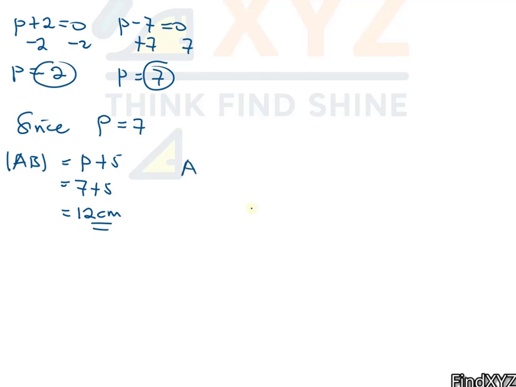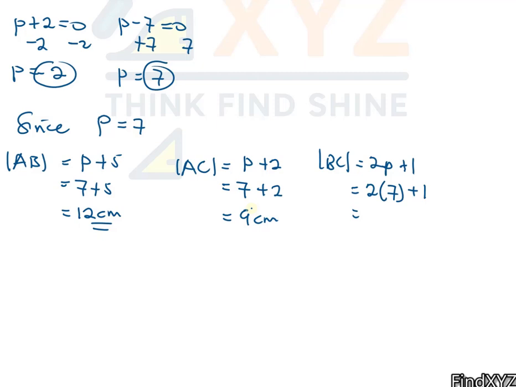Then what is the length of AC? The length of AC is p plus 2 centimeters. And what is the value of p? p is 7, plus 2. That will give us 9 centimeters. Then the last one, the length of BC is equal to 2p plus 1. And what is the value of p? p is 7. Then 2 times 7 will give us 14. 14 plus 1 will give us 15 centimeters. So the sides of this right angle triangle are 9, 12, 15.